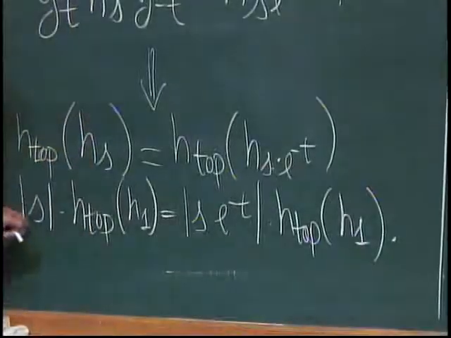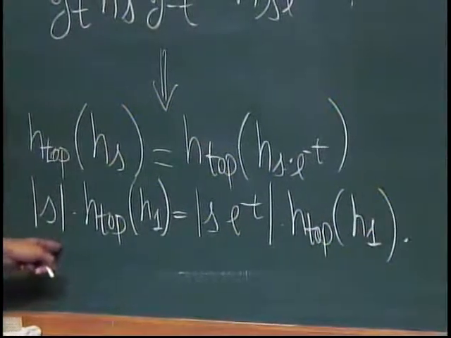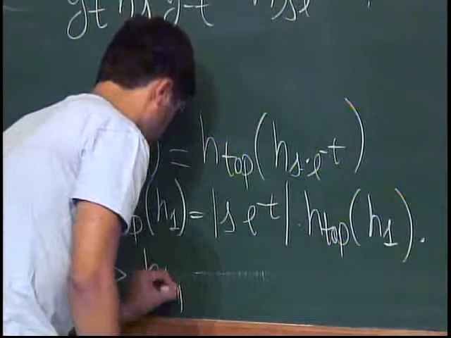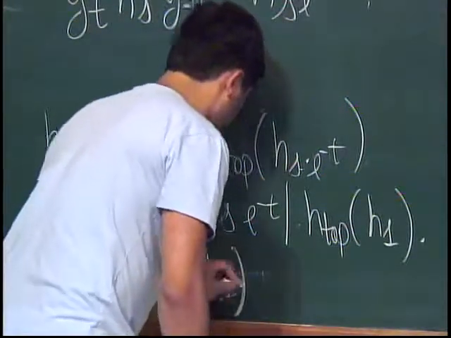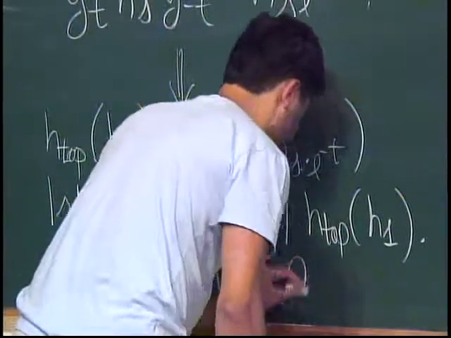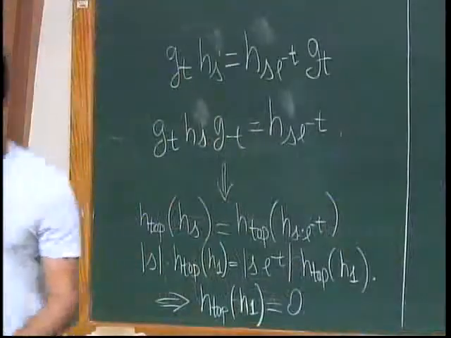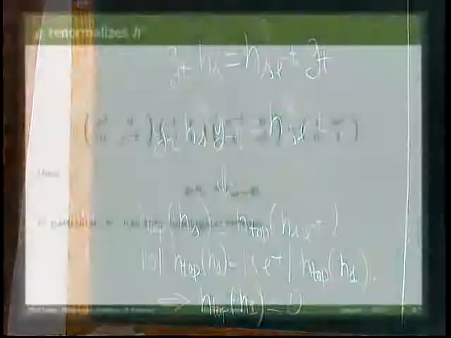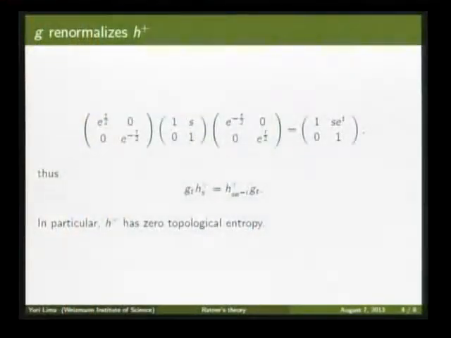But this should hold for every s and for every t. So this implies directly that the topological entropy of the time one map, and hence of all times of the horocycle flow, is 0. Okay? So this is the conclusion that we have in this slide, that H plus has zero topological entropy, and the same happens to the unstable horocycle flow.